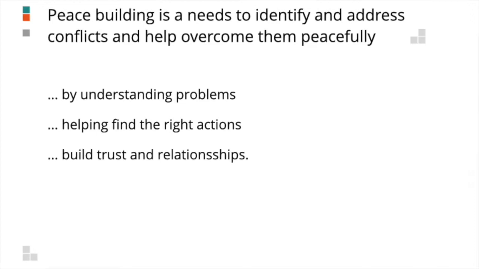So, peace building needs to understand the most dire problems of people, which are the cause of conflicts, or might become the cause of conflicts, to address these causes. So, for example, are armed conflicts cause or effects of a crisis?